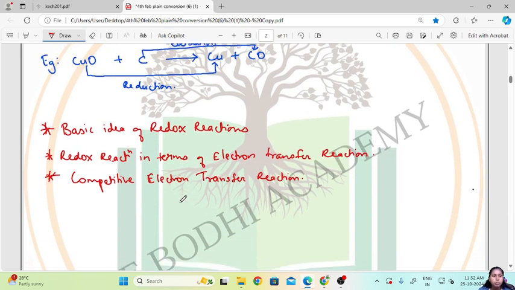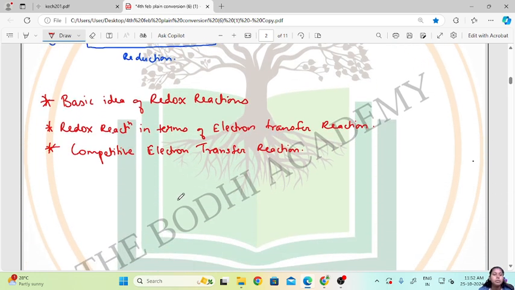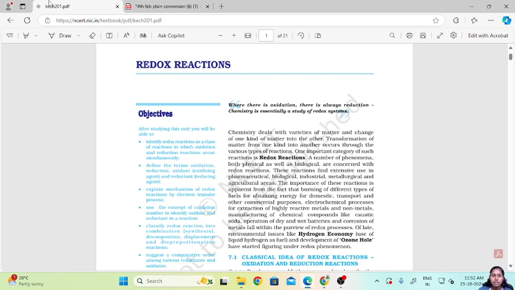Now in today's video, what we will see is the basic idea of redox reactions, that is what are reduction and oxidation reactions, redox reactions in terms of electron transfer reactions, and competitive electron transfer reactions. So let's start.